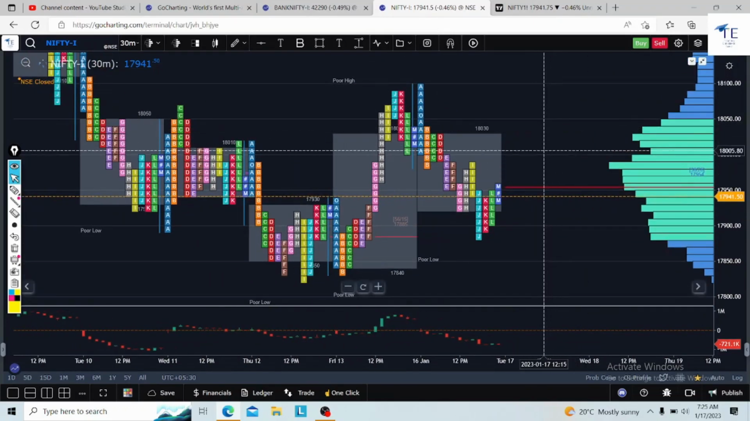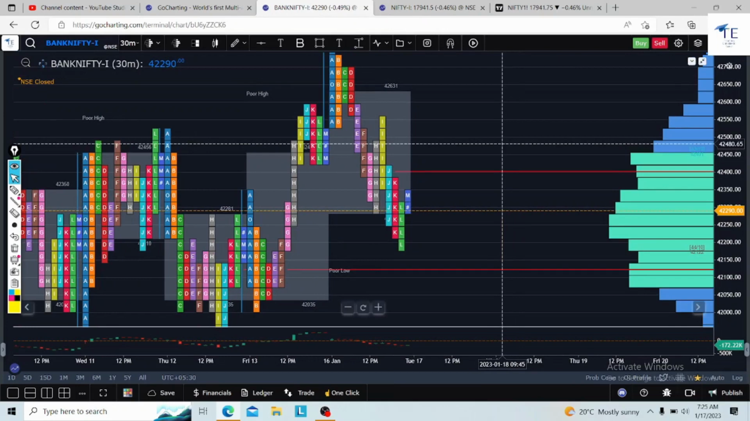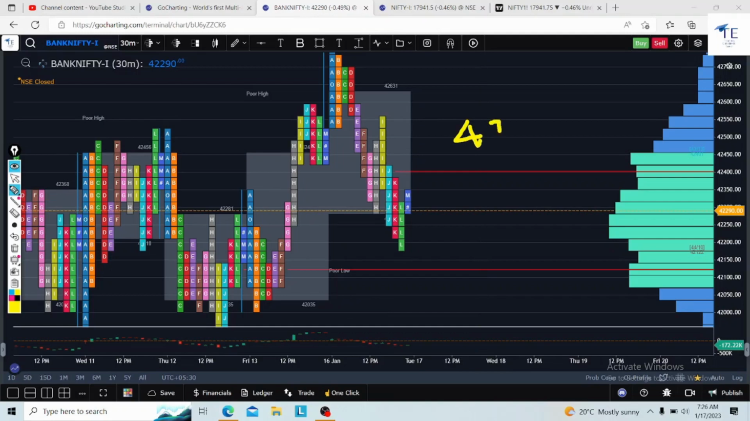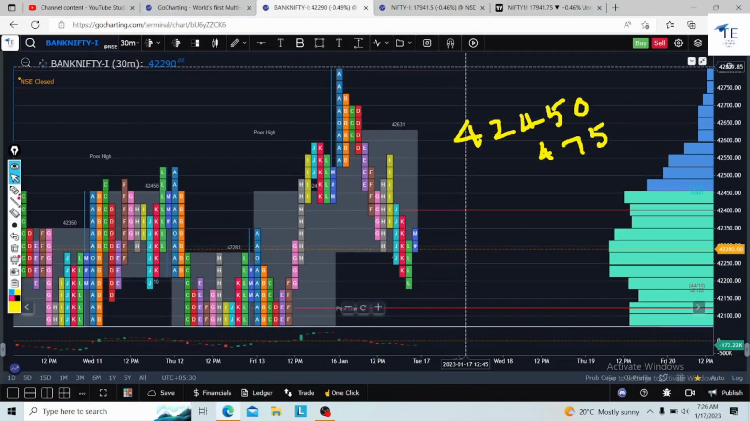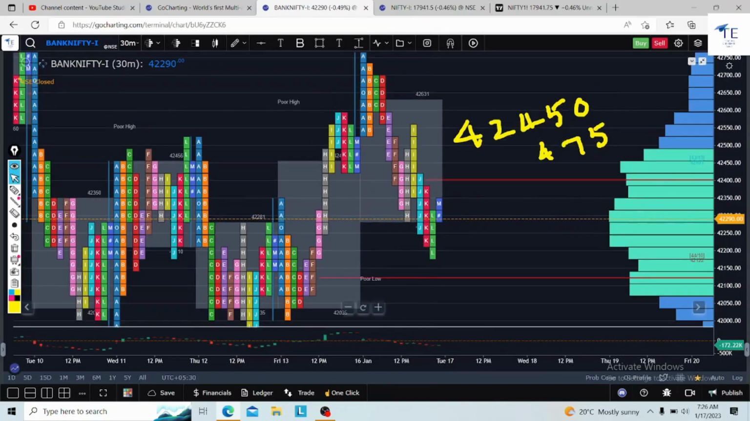Okay, these are the levels on Nifty. What about Bank Nifty? Bank Nifty, very interestingly, I will look only above 42,450 to 475. Above this level, any acceptance at this level, I will go for a long directly for this day high, the 42,800 level. Almost 400 points we can go up.